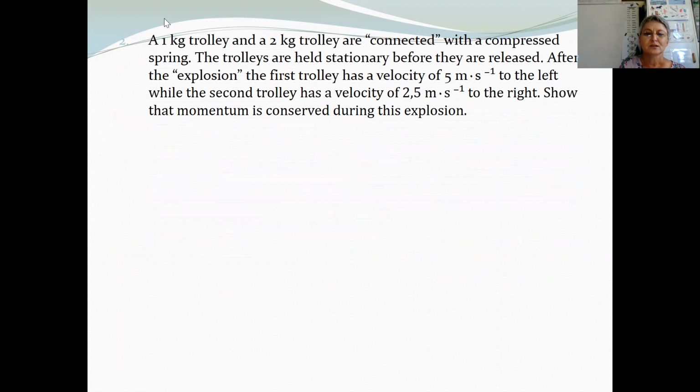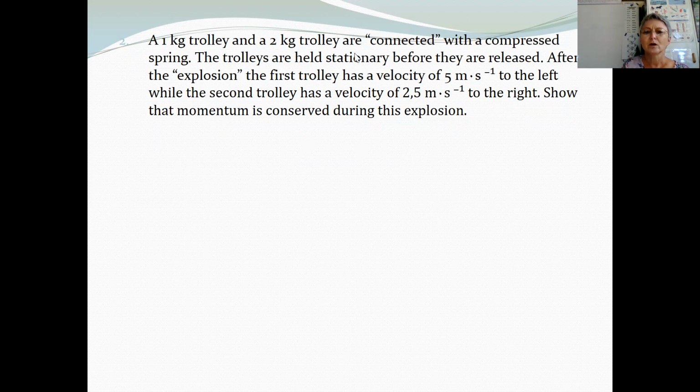In the second example of video 1, a 1 kg trolley and a 2 kg trolley are connected with a compressed spring. The trolleys are held stationary before they are released. After the explosion, the first trolley has a velocity of 5 meters per second to the left, while the second trolley has a velocity of 2.5 meters per second to the right. Show that momentum is conserved during the explosion.